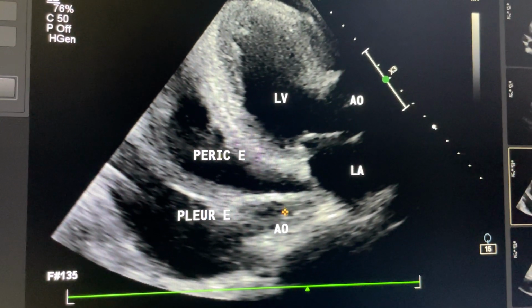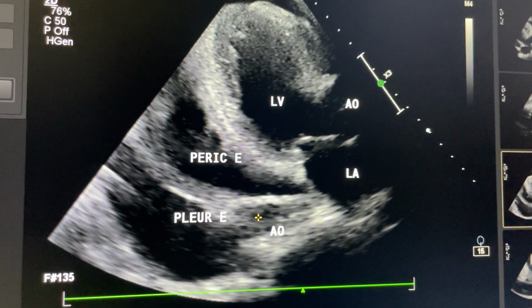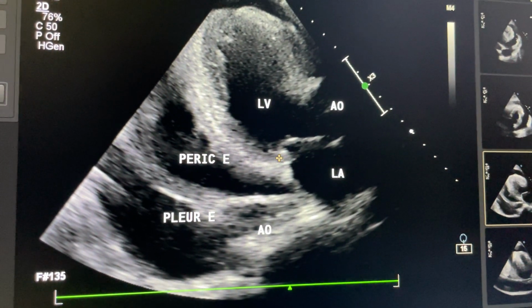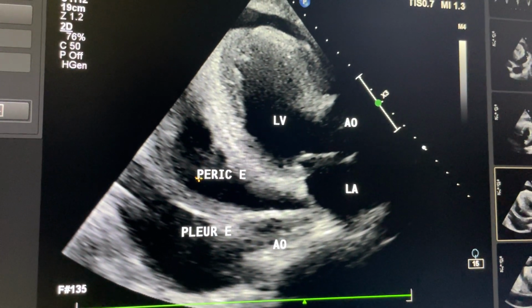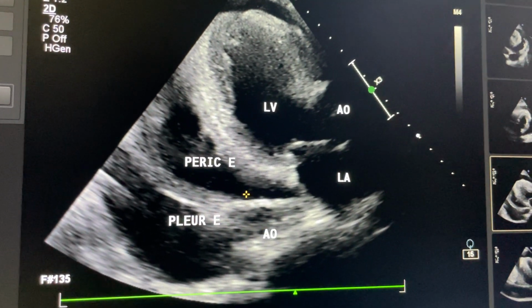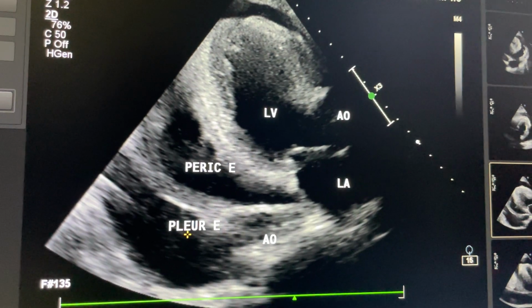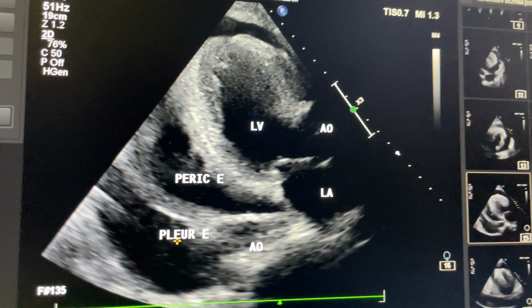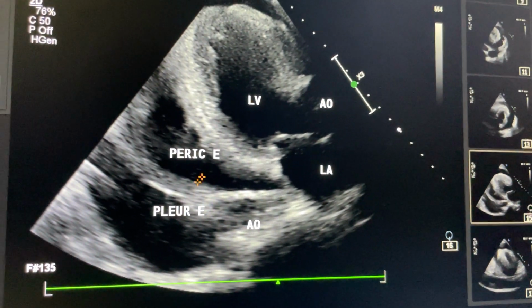So definition wise, effusion that is anterior to this thoracic aorta, this behind the left atrium, this aorta is the thoracic aorta. Anything anterior to this thoracic aorta is pericardial effusion, and posterior to the aorta is pleural effusion, left pleural effusion. This is the finding to differentiate pleural effusion from pericardial effusion.